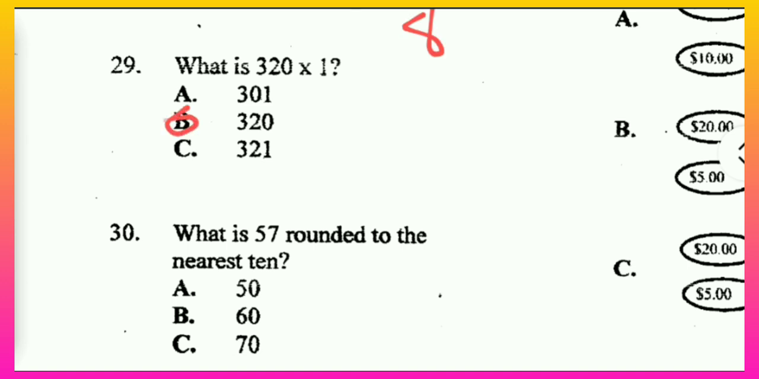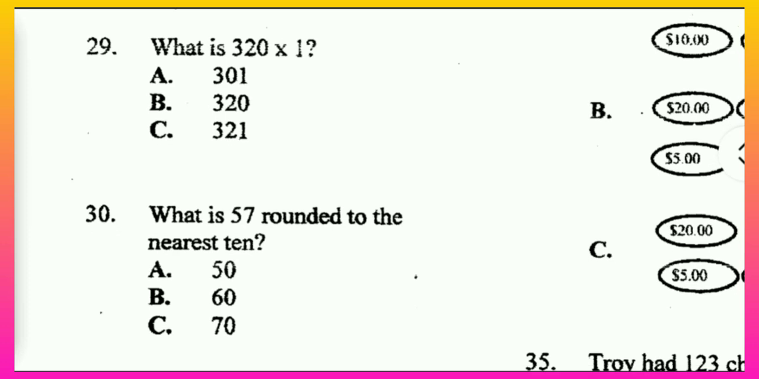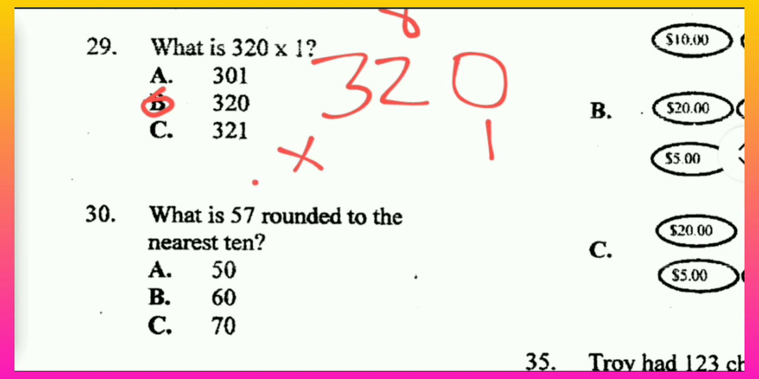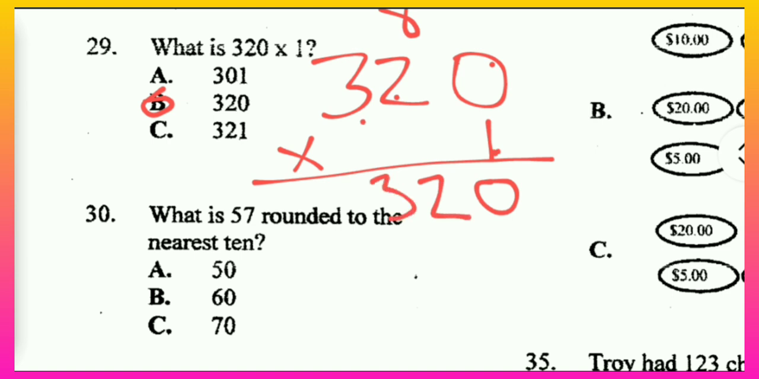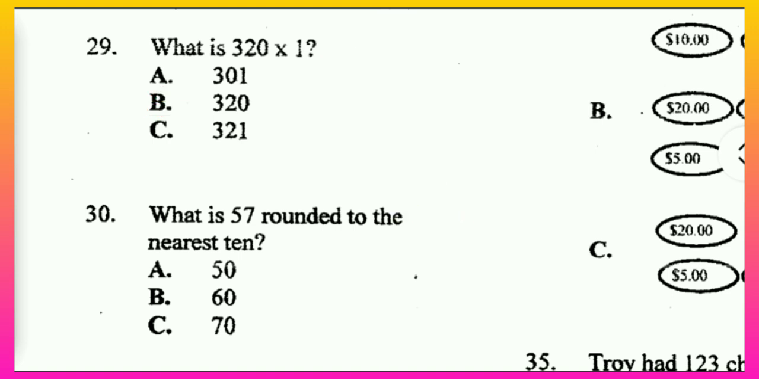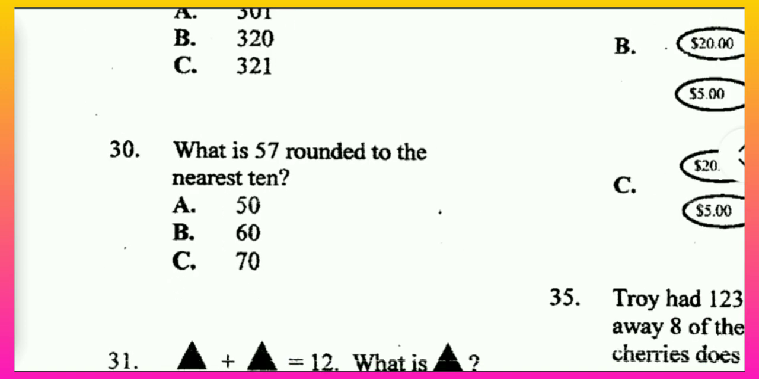But if you say, Miss, no, let's set it out. 320 times 1, multiplication, 1 times 0 is 0. Alright? 1 times 2 is 2. 1 times 3 is 3. It was correct. Number 30, which is our final item for this video.